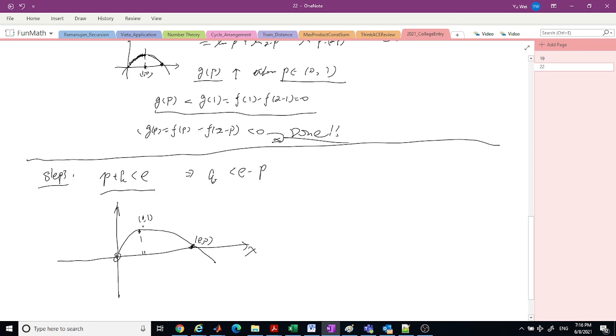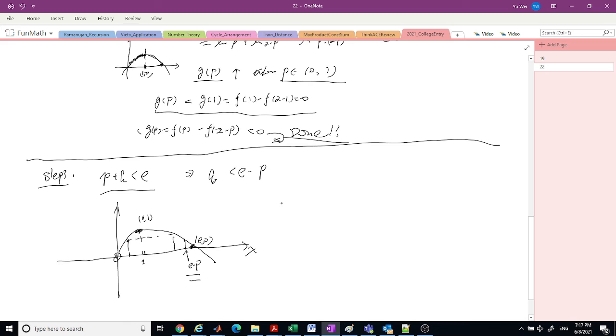Okay, so it means 1 is the largest one. So if this is the p, right? Then this is the q. So the q is less than e minus p. So this point is the e minus p.